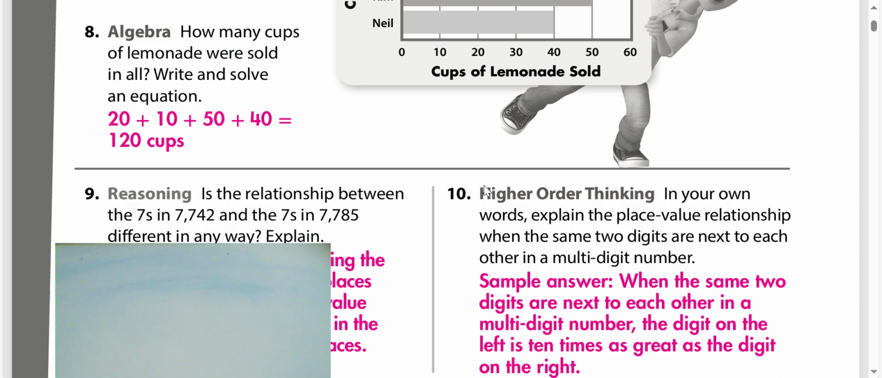Algebra, how many cups of lemonade were sold in all? Write and solve an equation. 20 plus 10 plus 50 plus 40. The result will be 120 cups.